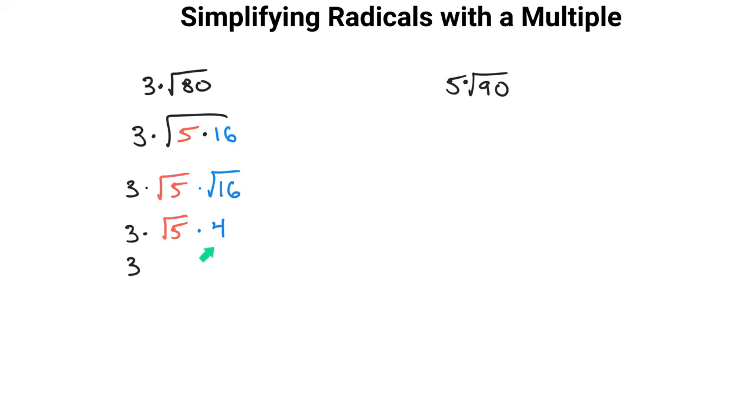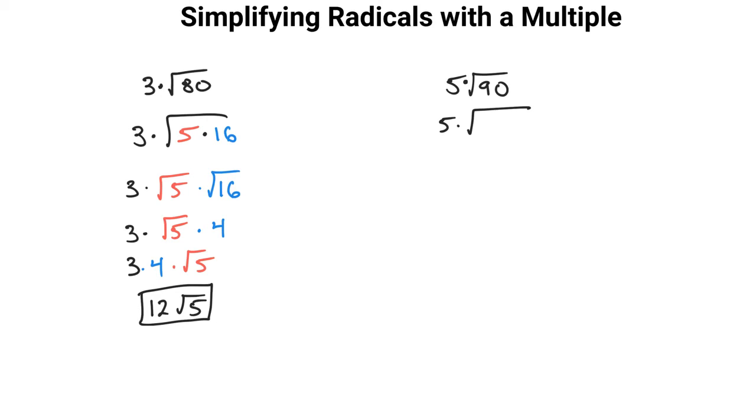Now you notice I have the 4 and the square root of 5, maybe a different order than what you would like. So since it doesn't matter which order you multiply in, you just flip those right around. And 3 times 4 is 12, and you still have the square root of 5. So that multiplication is a key step.